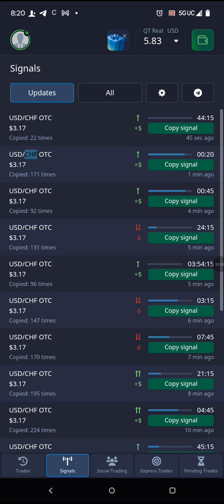So that's what I'm talking about, guys. The opportunity to make the money is definitely there. But you see how many times this one here has been copied. So I'm going to copy this one as well. I'm just going to wait until it gets under 10 seconds.